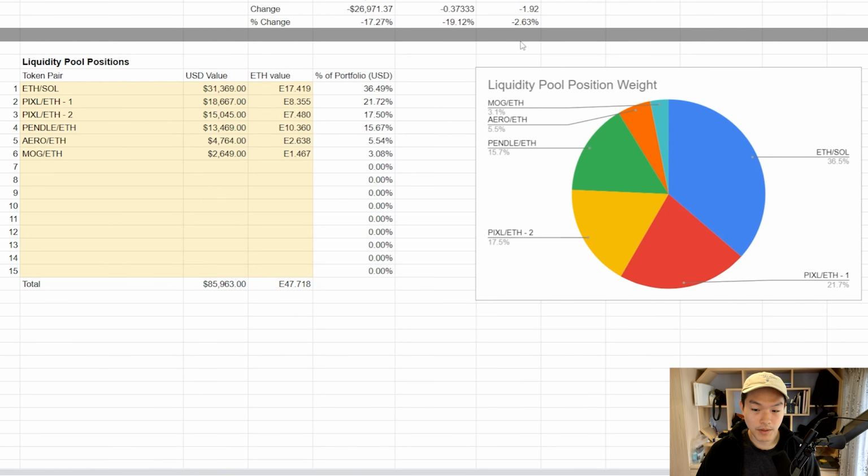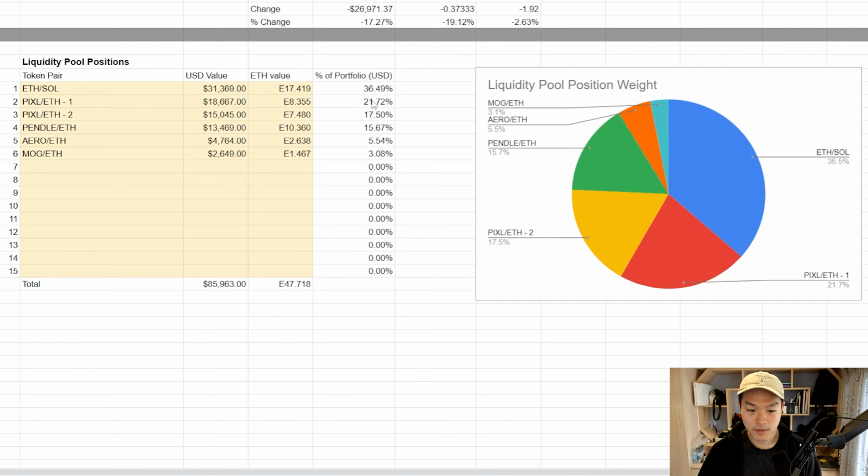And if you look at my position weight breakdown, you can see ETH and SOL currently is taking up 36.5%. Pendle around 15.7% that we just looked at, so over 50% in those two positions. And you can see an outlier here, Pixel and ETH takes up almost 40% of my portfolio.